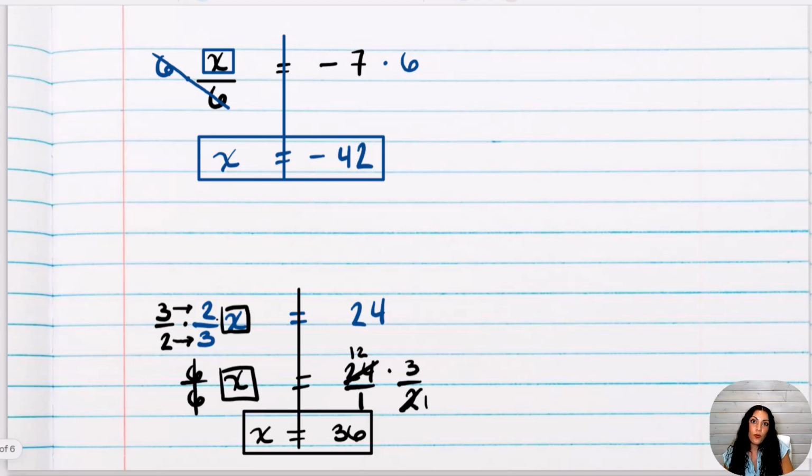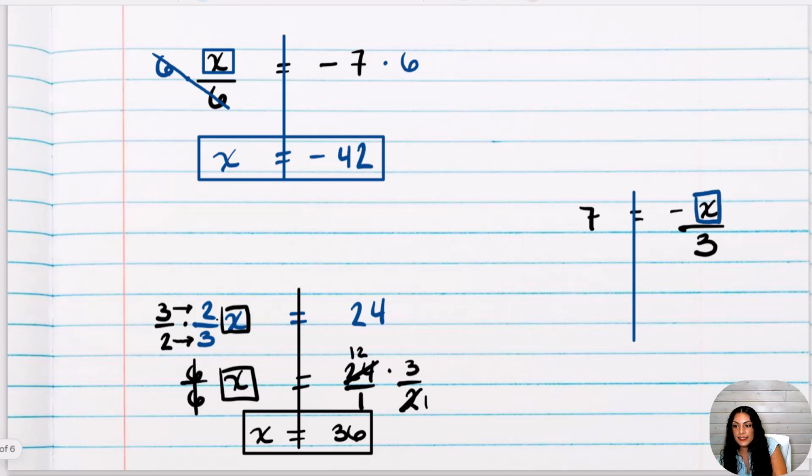Let's try one last one, and we will have mastered one-step equations. If we have 7 equals negative x over 3. Well, let's organize ourselves. If we put a line down that equal sign, we box our x. We see that not only is that x negative, but it is getting divided by 3. And we need to leave that x with an invisible positive 1 in front of it.